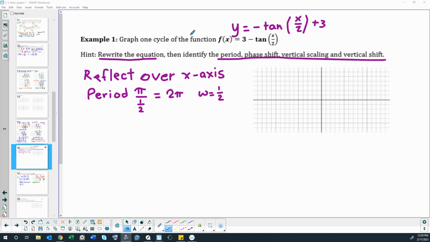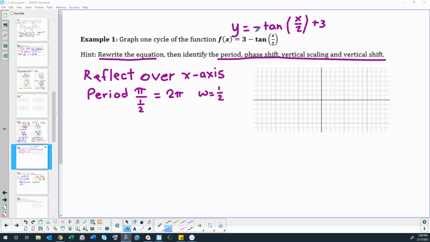Example 1, graph one cycle of the function f of x equals 3 minus tangent of x over 2. The first thing I like to do is rewrite the equation so it's in the order we're used to things being in, with the 3 at the end and the trig function first. So I've just swapped the two terms in place. Okay, so now let's identify the important details about our graph before we start to sketch it.